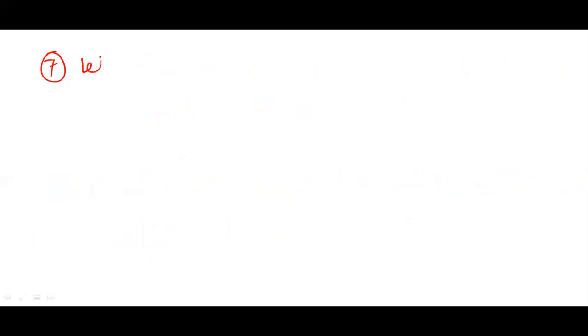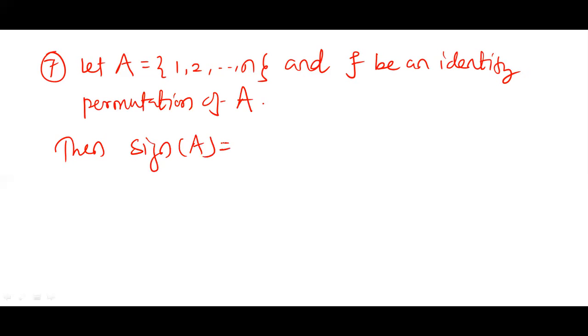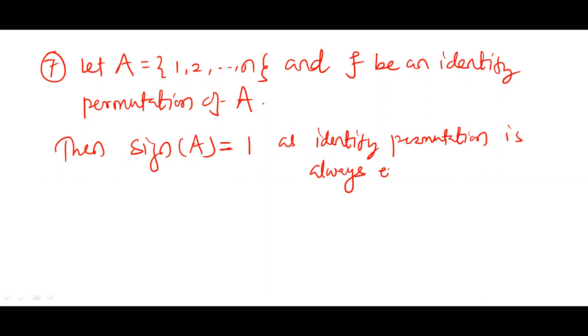Note 7. Let A be a set containing n elements 1 to n and f be an identity permutation of A, then the signature of f is 1, as the identity permutation is an even permutation, as the identity permutation is always an even permutation.